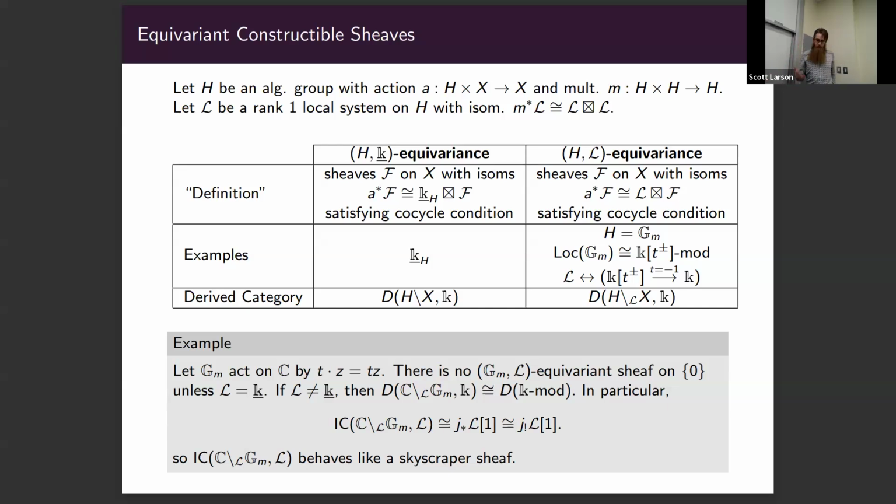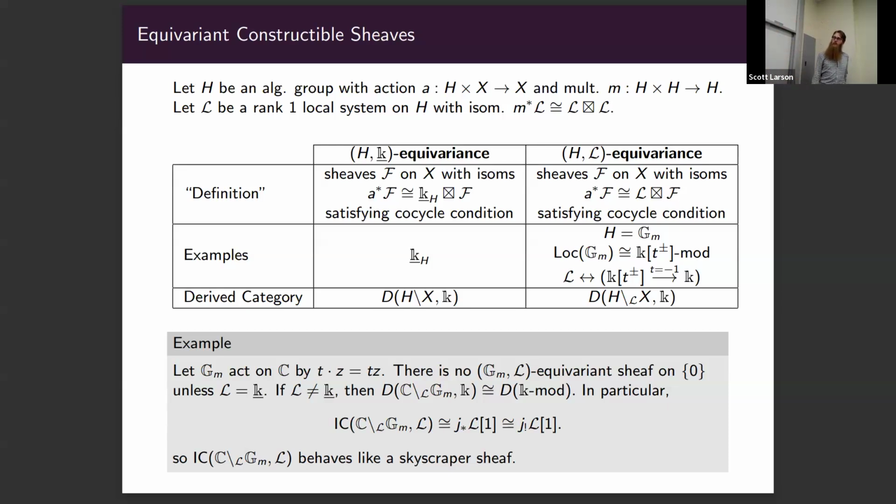So we can give morally the same definition, just replacing the constant sheaf now with that local system. And this provides a new type of equivariance. The multiplicative structure ensures that this cocycle condition holds. And we have a new form of equivariance on these spaces that can give us some control. Well, yeah, we'll see how they're used in a bit.